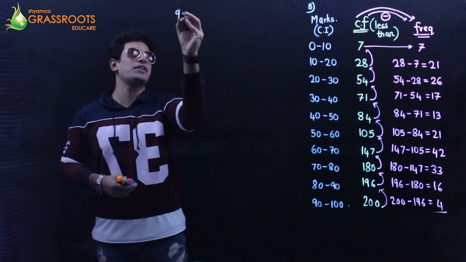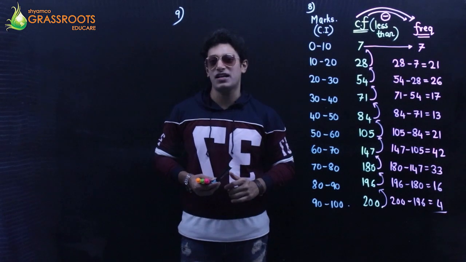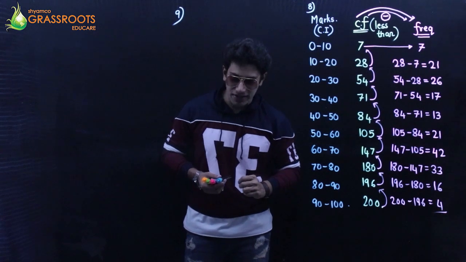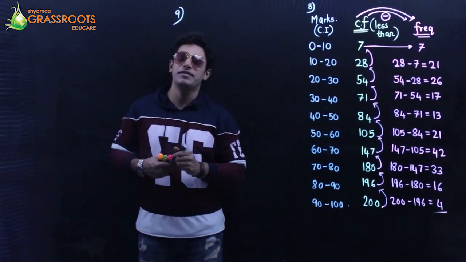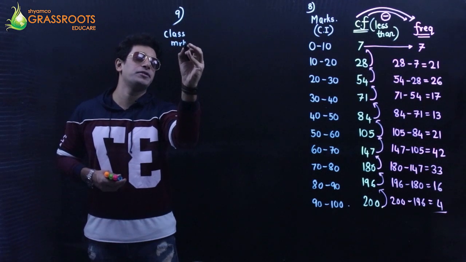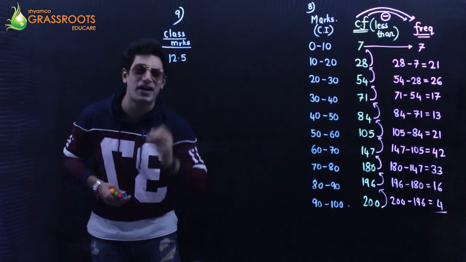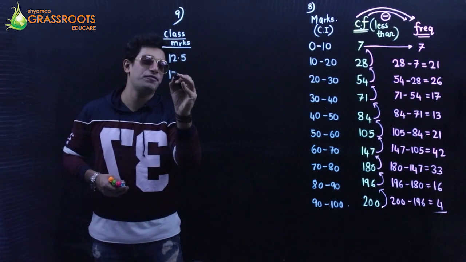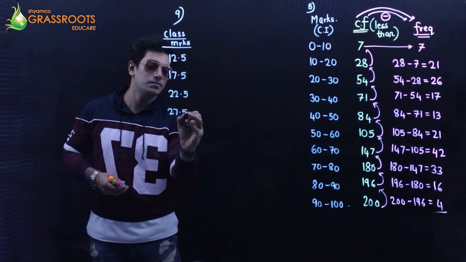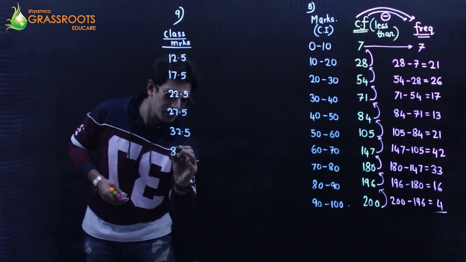All right, the 9th question out here is, the class marks are given. Again, the midpoint is given to you all, right? And the frequency is given. Nice question. Class marks means the midpoint. I have been given the midpoint as 12.5, 17.5 and it goes on till 42.5.